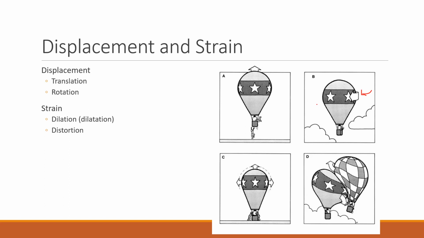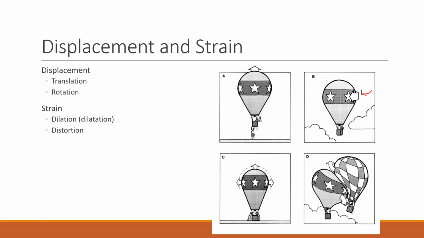Those are both displacements. Strain is where we're actually changing the distance between points within the body. So dilatation, which can be spelled in two different ways. I pronounce it as the dilatation, but it can be spelled in two different ways, which is why they're both here. That is changing the volume.